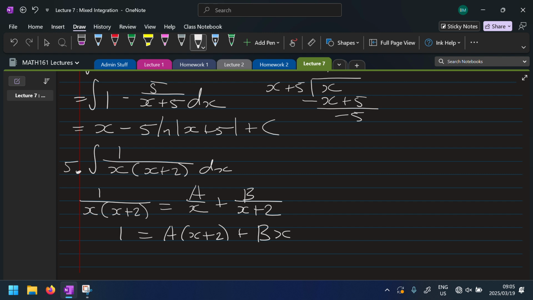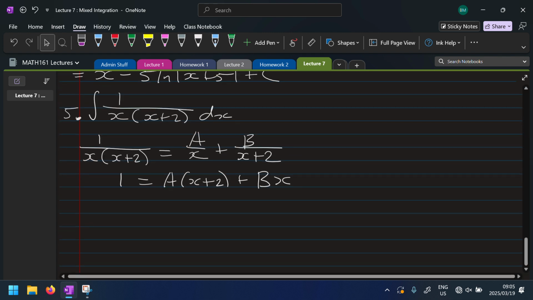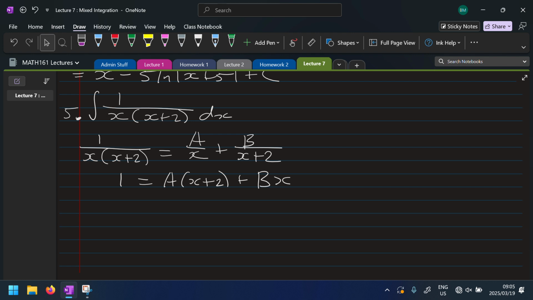Now again, you can do this 2 ways. Multiply out the right-hand side, compare coefficients. So the coefficient of x, that must be 0. There's no x on this side here. The constant must be 1. 2 equations, 2 unknowns, you can solve simultaneously. Or you can let x be 0. That gets rid of the b, solve for a. Let x be minus 2. That gets rid of a, solve for b. You can do it like that. So if x is 0, then the b term goes away, and we have 2a.